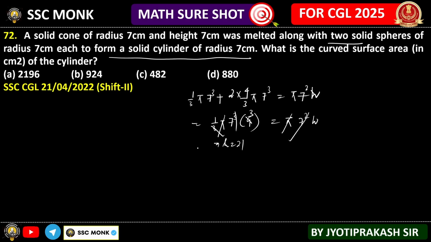So what is the total surface area? Curved surface area 2πrh, that is equal to 2 into 22/7 into r 7 into h 21. 7 7 gone, that is equal to 44 into 21. So the unit digit should be 4. Answer option B. Clear? Sorted?